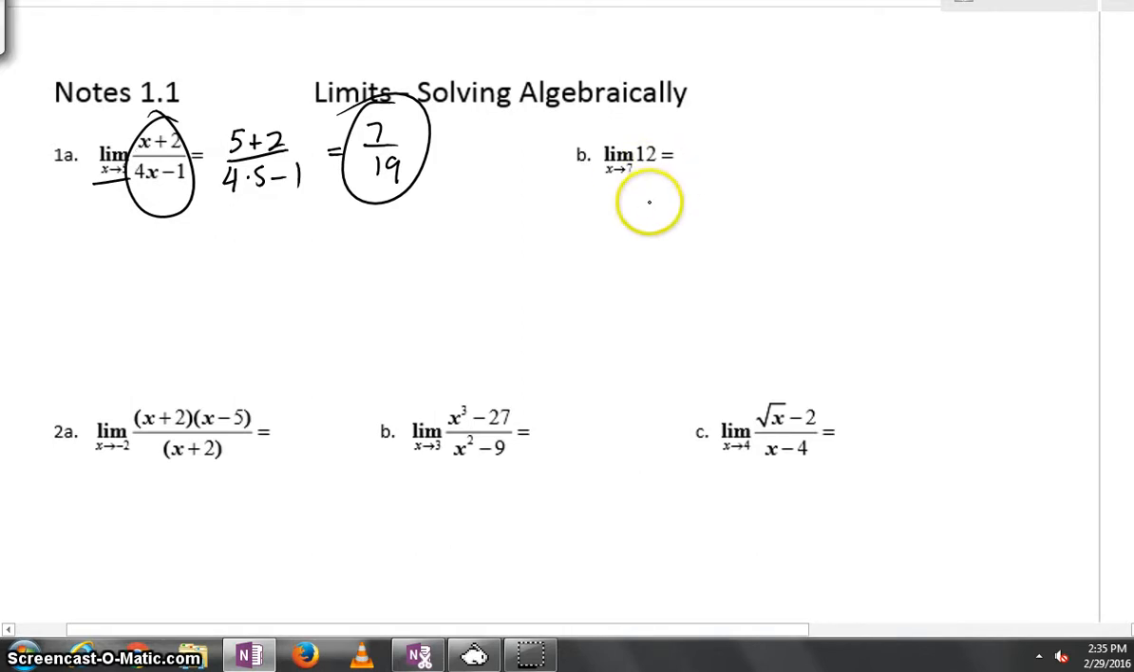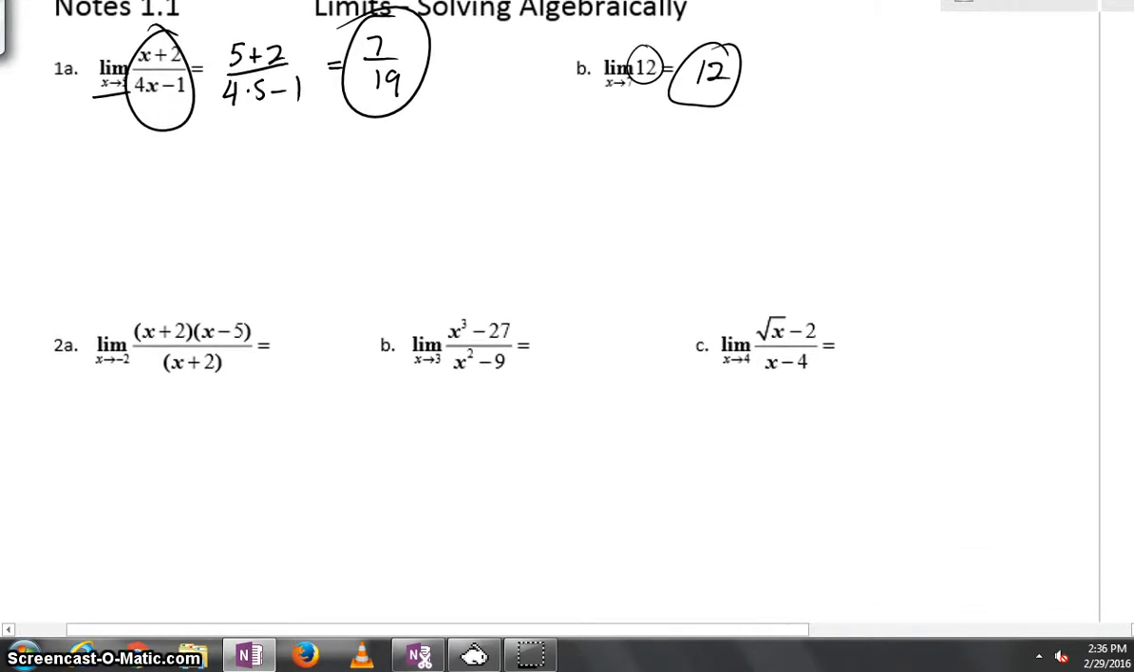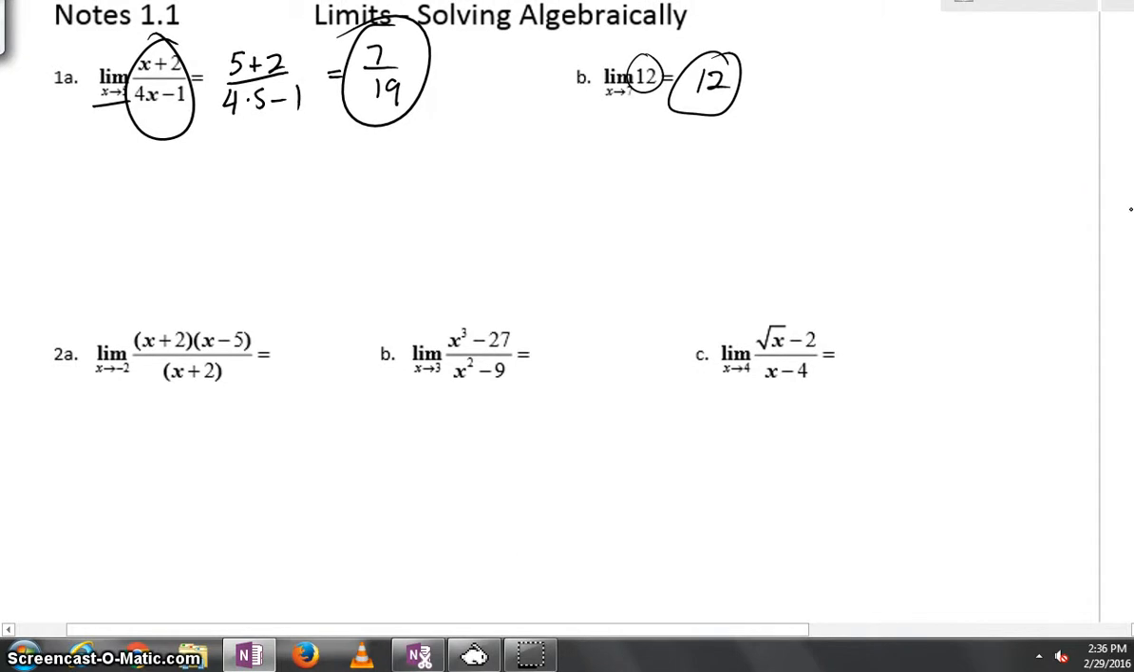How about 1b? As x gets close to 7, what does this quantity get close to? 12. Now, someone could protest and say you're actually going to equal 12. Yeah, I guess you could make that point. But we're just saying as x gets close to 7, what's your y value getting close to? It suffices enough to say it's 12. For 2a, it's a game changer. It's a game changer.